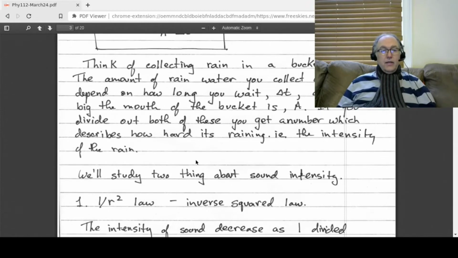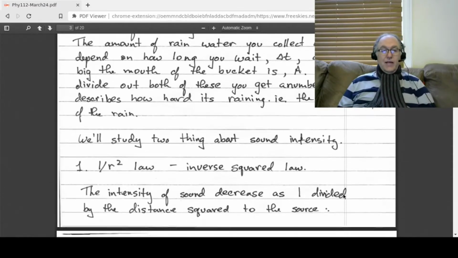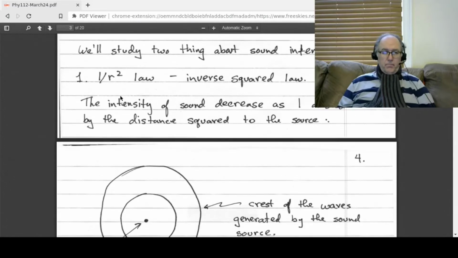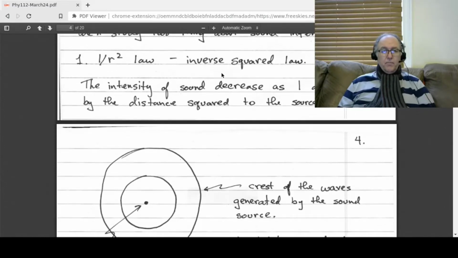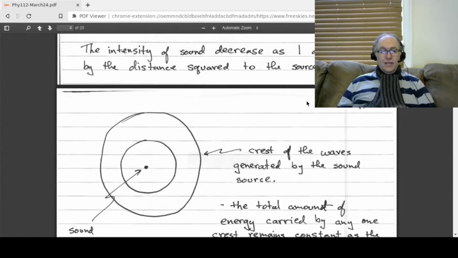So how does this intensity change over distance? Because after all, that's how I introduced this. I said, if you're up close to a sound source and you hear the sound, it's going to be louder than if you get further away. And it turns out that intensity follows this law called the inverse R squared law. Okay, and what does it mean? It says basically that the intensity of the sound decreases as 1 divided by the square of the distance from the source. Okay, so let's try to make sense of that.